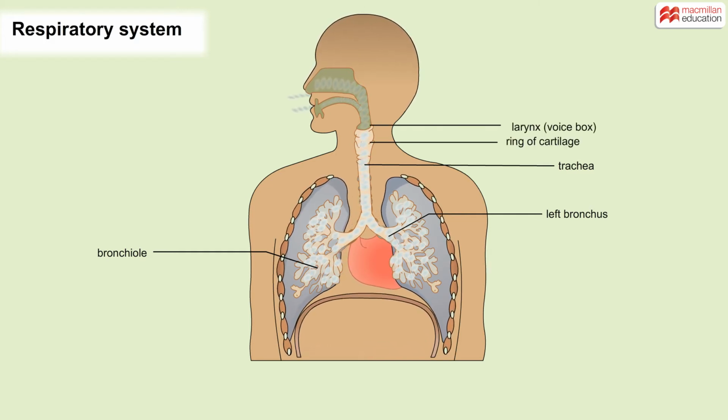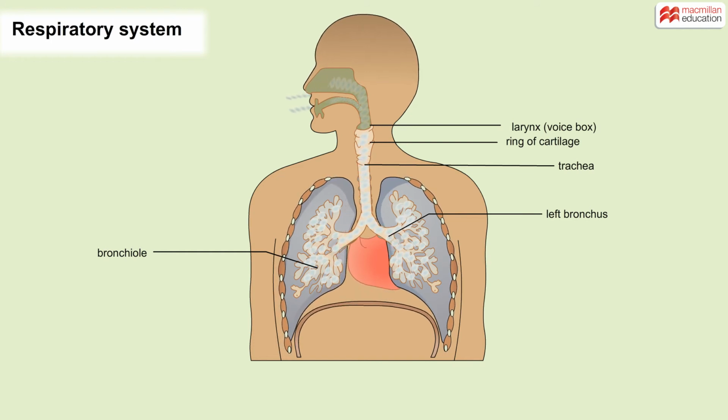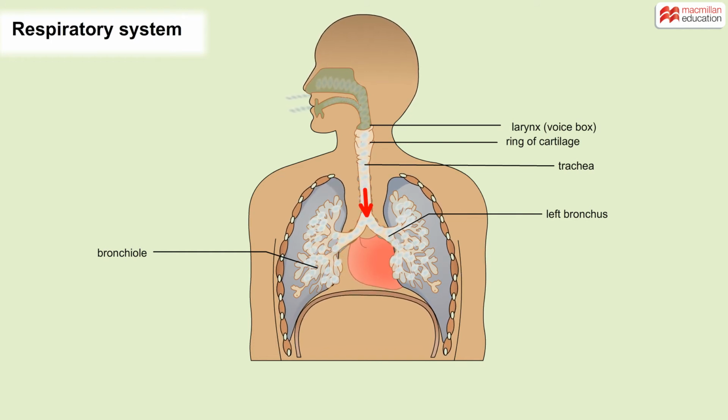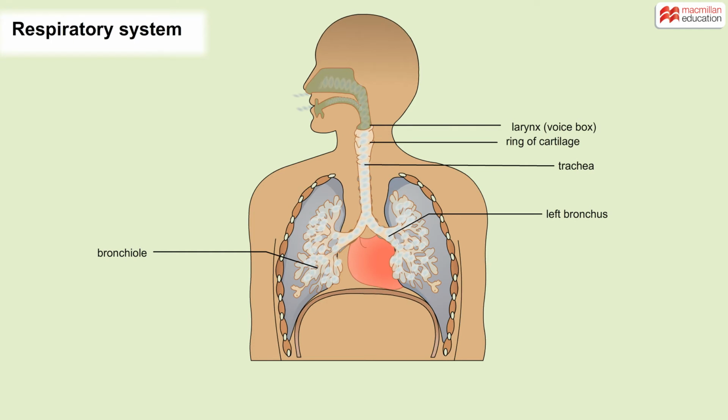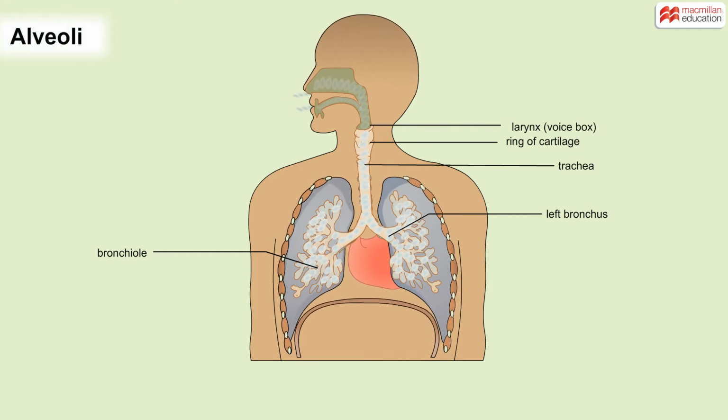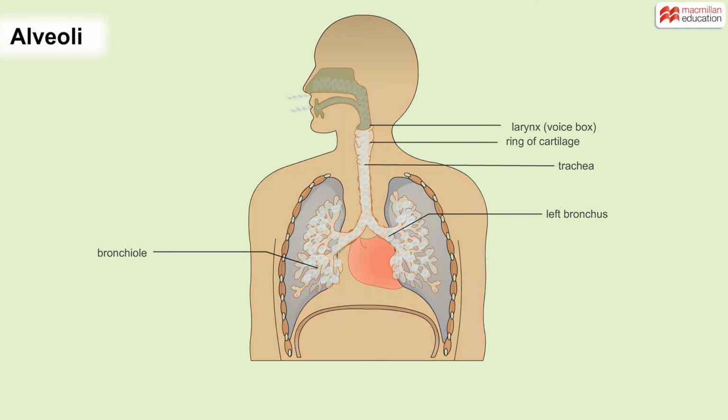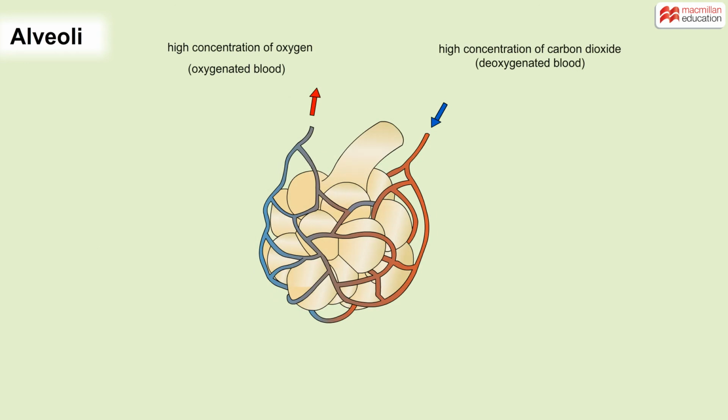The air passes into the right and left bronchus, which further divides into bronchioles. The bronchioles have a small diameter as compared to the bronchi and end in air sacs called alveoli. The total surface area of the alveoli in a human lung would cover a football field.